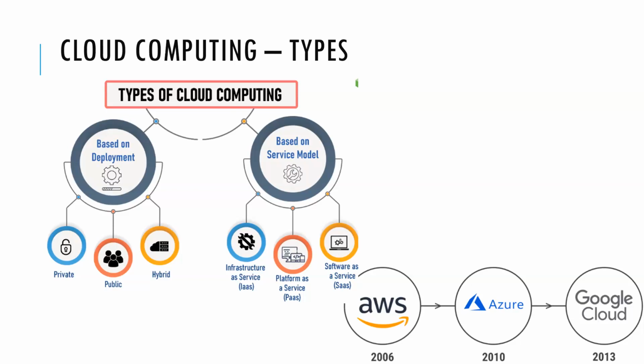So Azure is also occupying a significant share. But if you compare Google Cloud to both AWS and Azure, it's picking up very fast. Of course, it is very late in the game, but the speed at which Google Cloud is expanding right now is very fast.